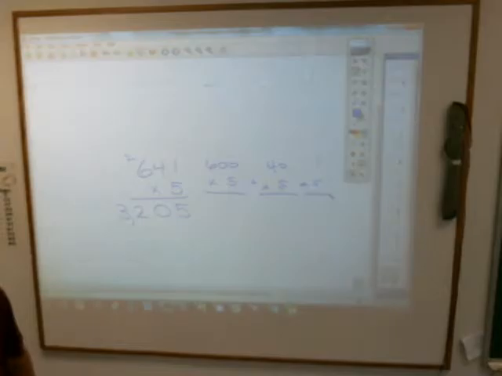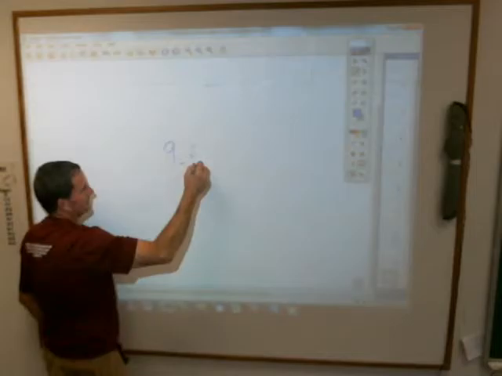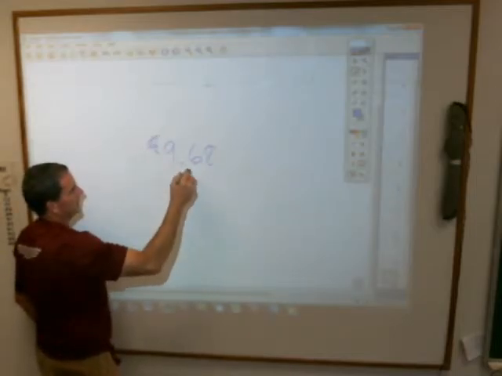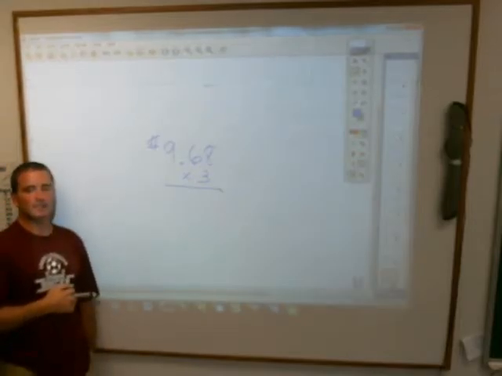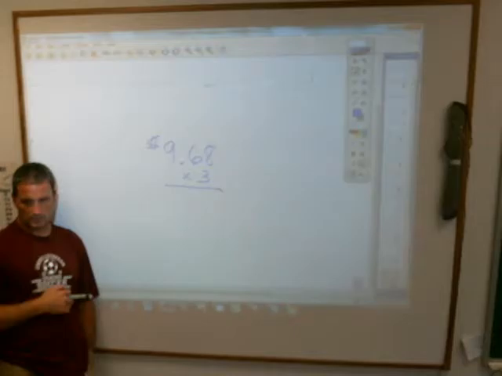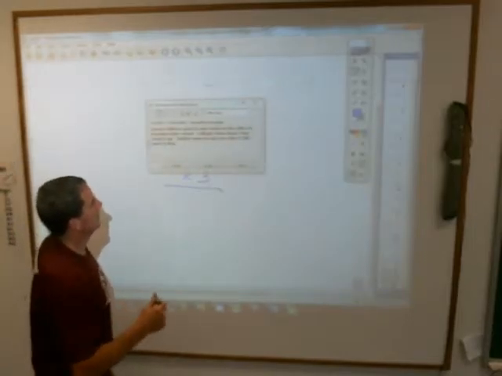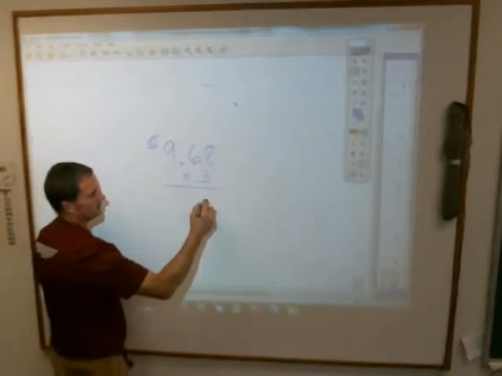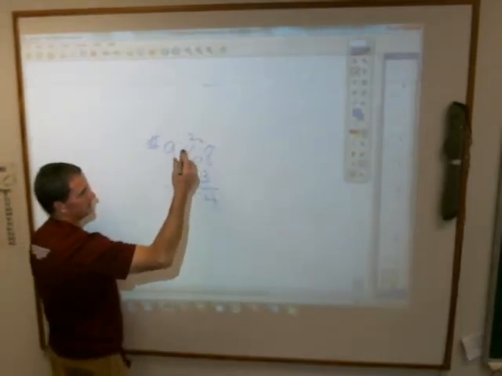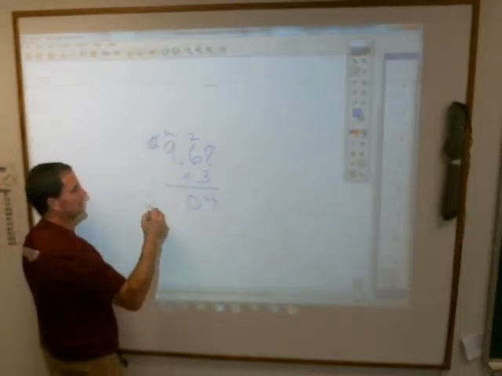Now, in addition to that, here's where you have to be careful. If they give you $9.68 times 3, please make sure if you're multiplying something with money in it, your answer needs to be in money. So whatever numbers you get for your answer, you're going to have to make changes into dollars and cents. You do it the same exact way. We're still multiplying 3 times 8 and getting 24. 3 times 6 is 18 plus 2 is 20. 27 plus 2 is 29.